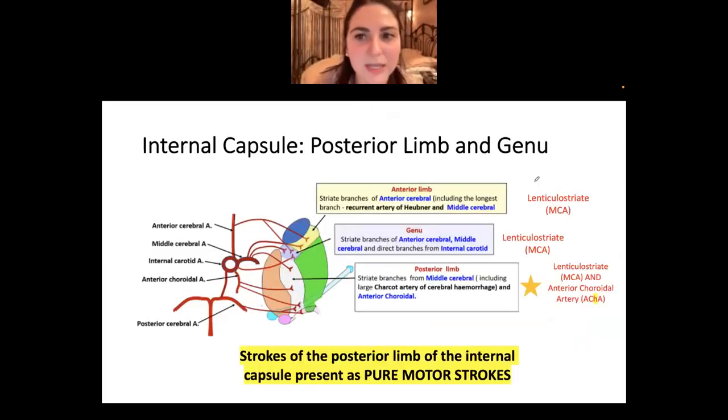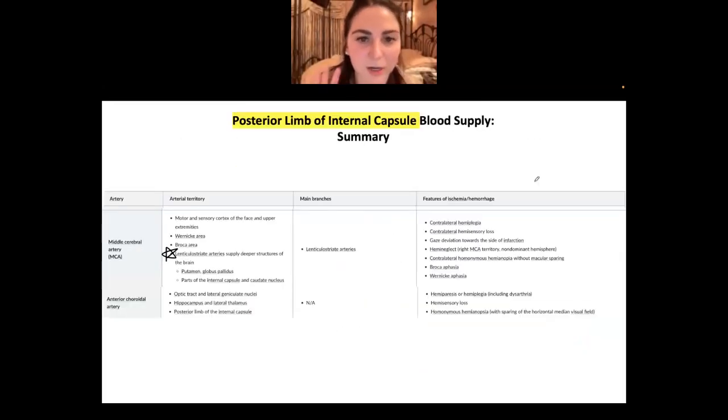But usually you'll see them with your MCA strokes. And again, we're going to go through these later. But if you see here, it'll say MCA, so your middle cerebral artery, the lenticulostriate arteries supply deeper structures of the brain, so your putamen, globus pallidus, all those things we talked about.